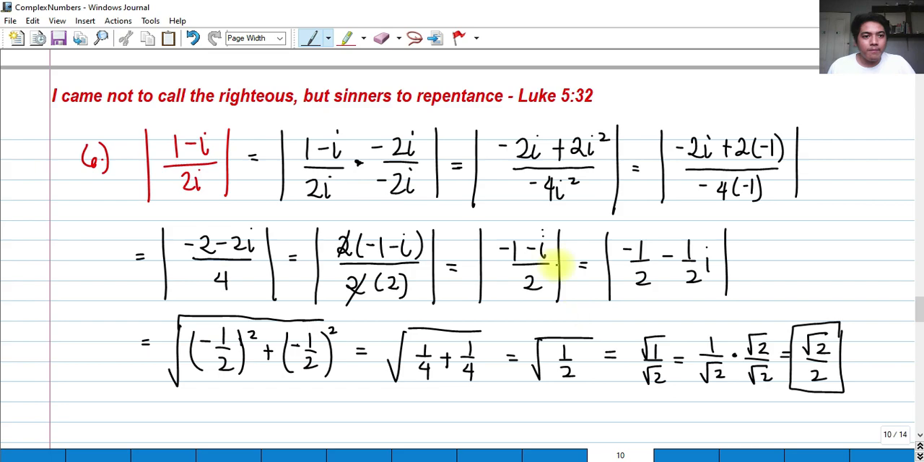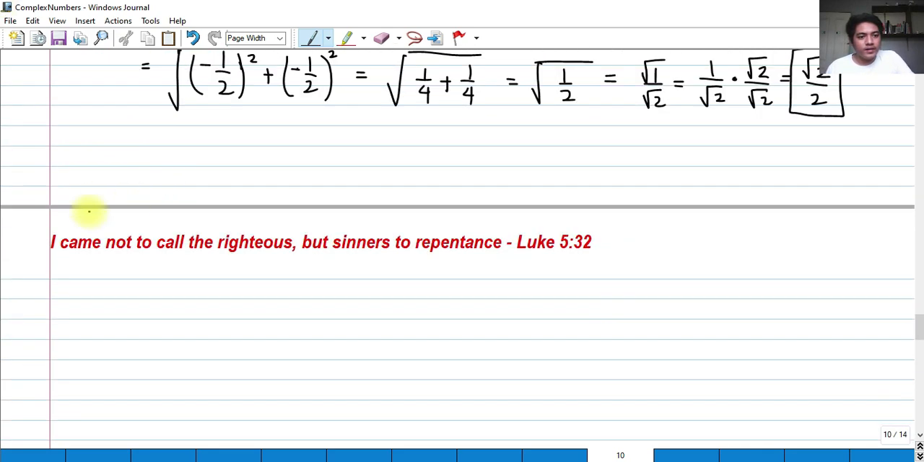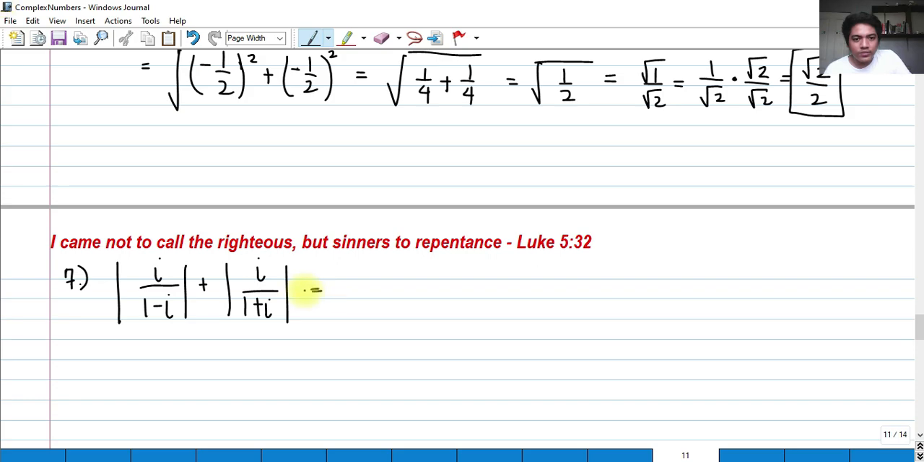How about for number 7? Let's try number 7. Okay? So for number 7, we have the modulus of i all over 1 minus i, plus the modulus of i all over 1 plus i. So the same technique that we're going to use, we need first to eliminate the i in the denominator of each term in order for us to proceed and get the modulus and add the results.